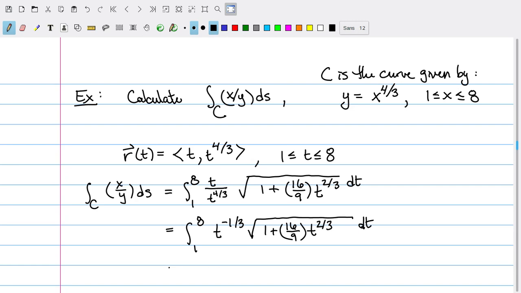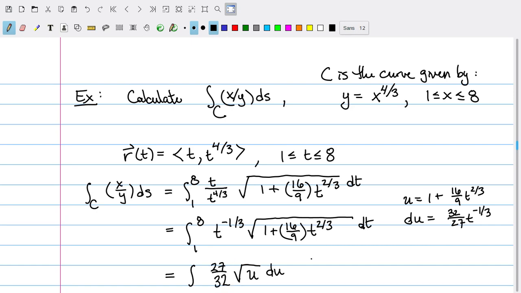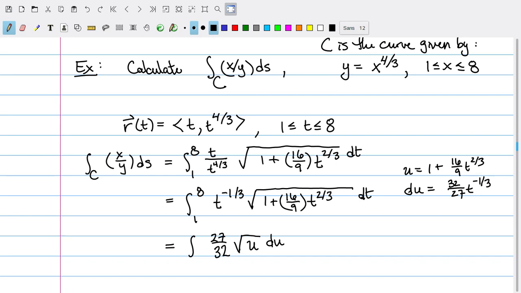And now I can do a U-substitution. I'm going to substitute u equals 1 plus 16/9 t to the 2/3. So the du is equal to 32/27 t to the minus 1/3. Our integral then becomes the integral of 27/32 times the square root of u du. And the new bounds of the integral are given by 25/9 and 73/9, which is 9/16 u to the 3/2, evaluated from 25/9 to 73/9, or approximately 10.3898.